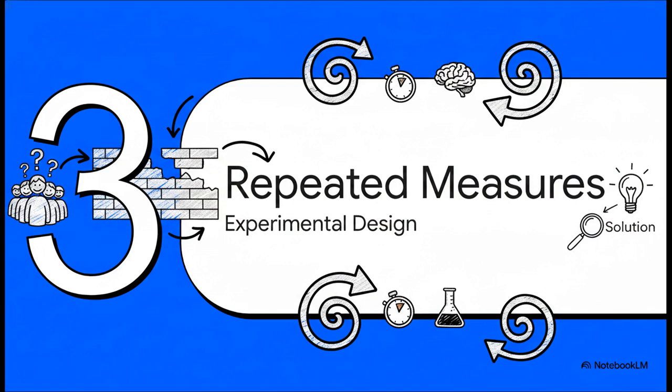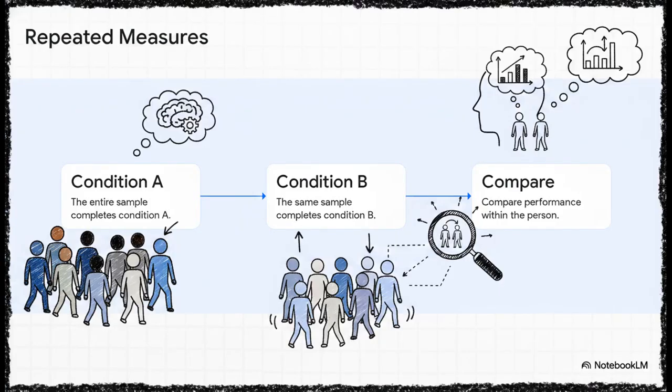All right, moving on to section 3, repeated measures design. So if participant variables are the big problem, this design is the ultimate solution. In repeated measures, everybody does everything. You take your whole sample, they all do condition A. Then, that exact same group goes and does condition B. We aren't comparing group 1 to group 2 anymore. We are comparing a person's performance against themselves.